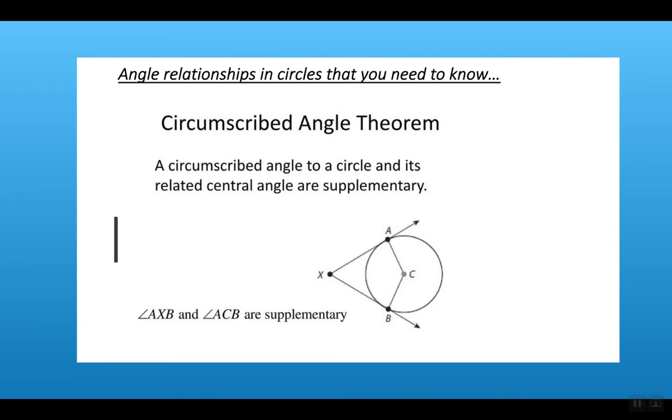For our next question, this is a relationship that you have to be familiar with, the circumscribed angle theorem. A circumscribed angle to a circle and its related central angle are supplementary. In other words, if you look at that picture of the circle and those lines and the angles, angle AXB and angle ACB are supplementary. That means that they add up to 180 degrees. You have to know that relationship. It's very simple to remember.